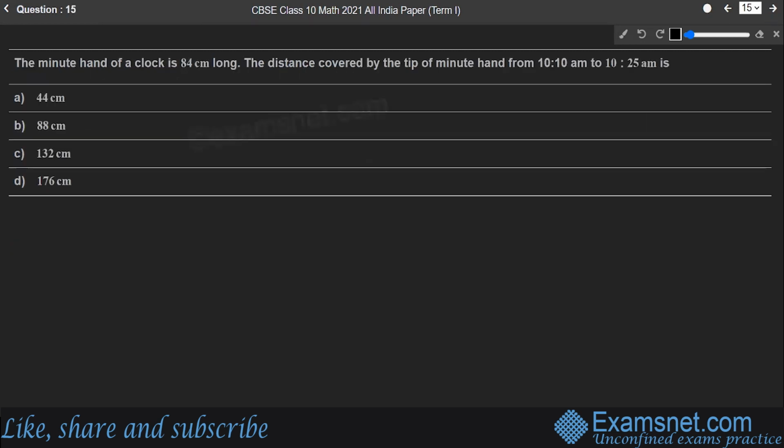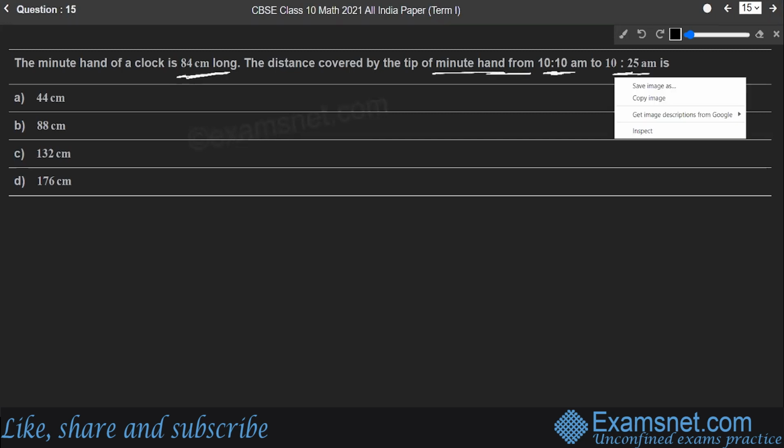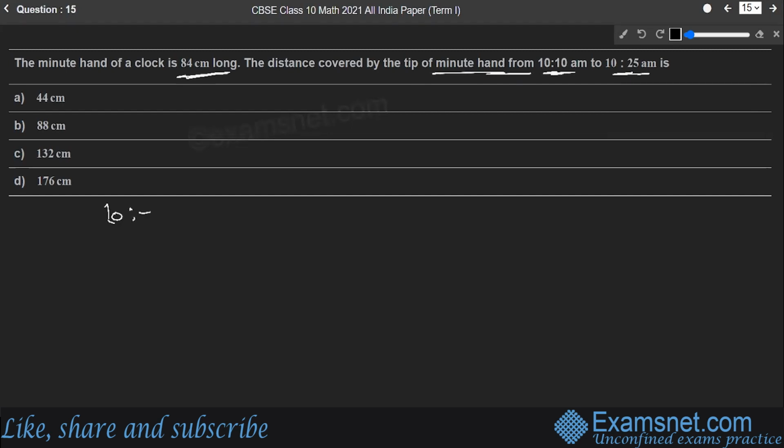Now, the minute hand of a clock is 84 centimeters long. The distance covered by the tip of the minute hand from 10:10 a.m. to 10:25 a.m. So let us first find out how many minutes have passed between 10:10 a.m. and 10:25 a.m. Obviously, 15 minutes have passed. Okay. Now, 1 minute is equal to how many degrees?